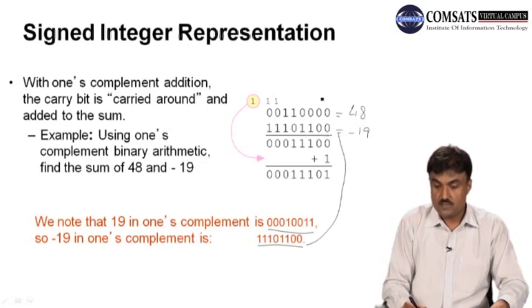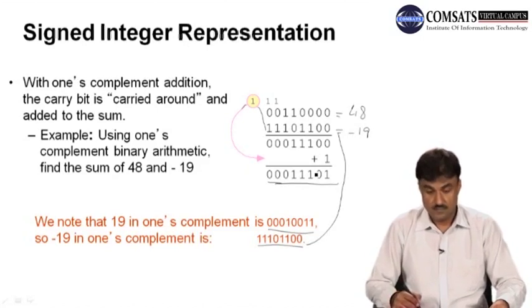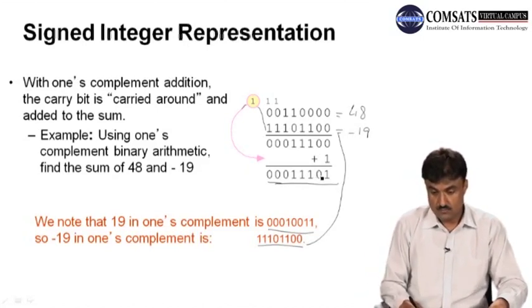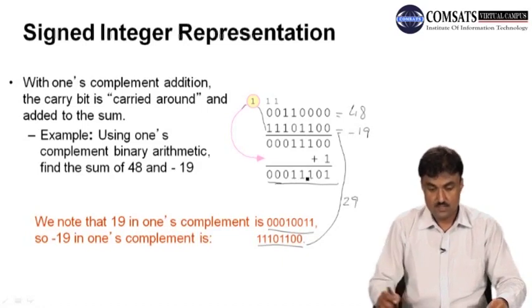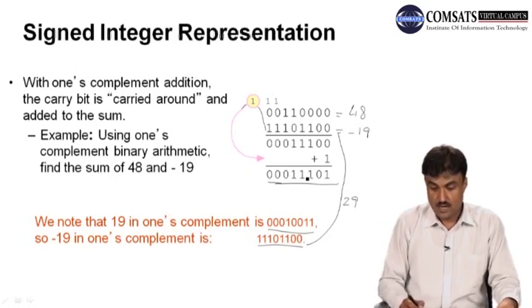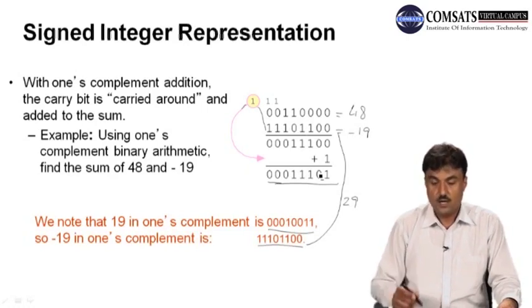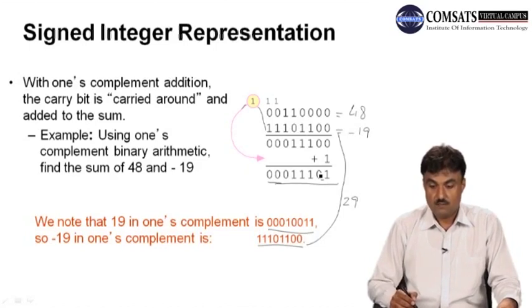When we perform addition, we add in the same manner, like 0 plus 0 is equal to 0 and so on. In the end, we got a carry, so we take this one and put it here in the result. Again we add this one, and this is the final result that we got here. The result is 1, 2, 4, 8, 16; 16 plus 4 is 20... 29 is the result. So the result is 29 when we subtract 19 from 48, or we can say we add minus 19 with 48.